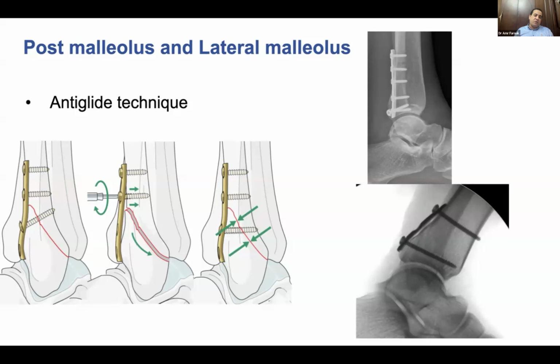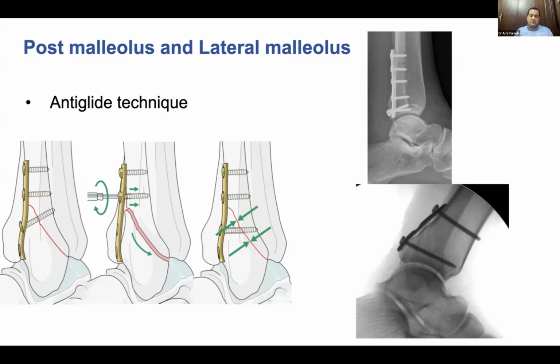Again, I do the same for the lateral malleolus by putting a posterior anti-glide plate to the lateral malleolus like this. We have special anatomical plates, locked plates, which can be used on the posterior surface of the lateral malleolus, like what is shown in the photo to the left.